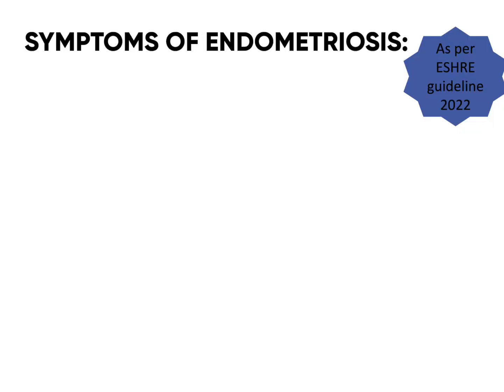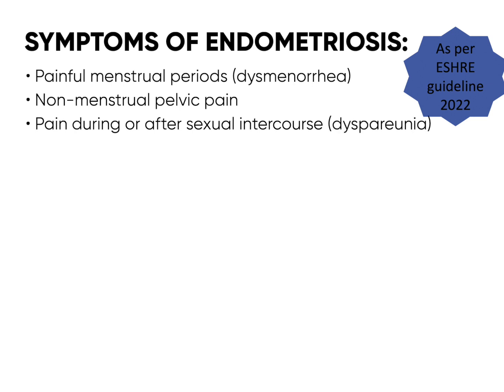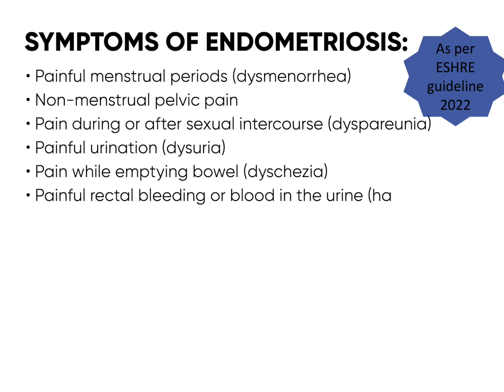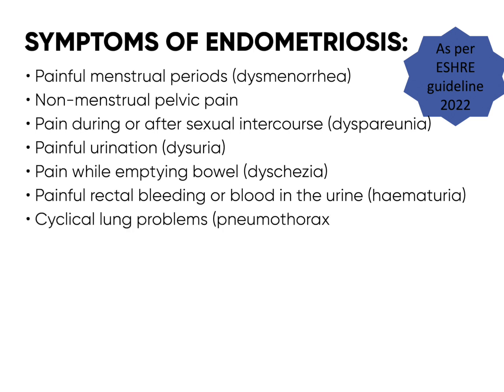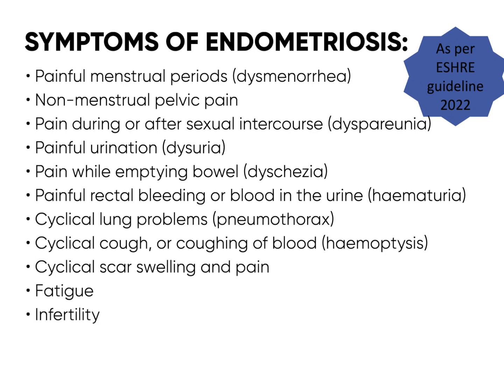What are the typical symptoms of endometriosis? Painful menstrual periods or dysmenorrhea, non-menstrual pelvic pain, pain during or after sexual intercourse or dyspareunia, painful urination or dysuria, pain while emptying bowel or dyschezia, painful rectal bleeding or blood in the urine, also known as hematuria, cyclical lung problems or pneumothorax, cyclical cough or coughing of blood, called hemoptysis, cyclical scar swelling and pain, fatigue, infertility, or any other cyclical symptom.